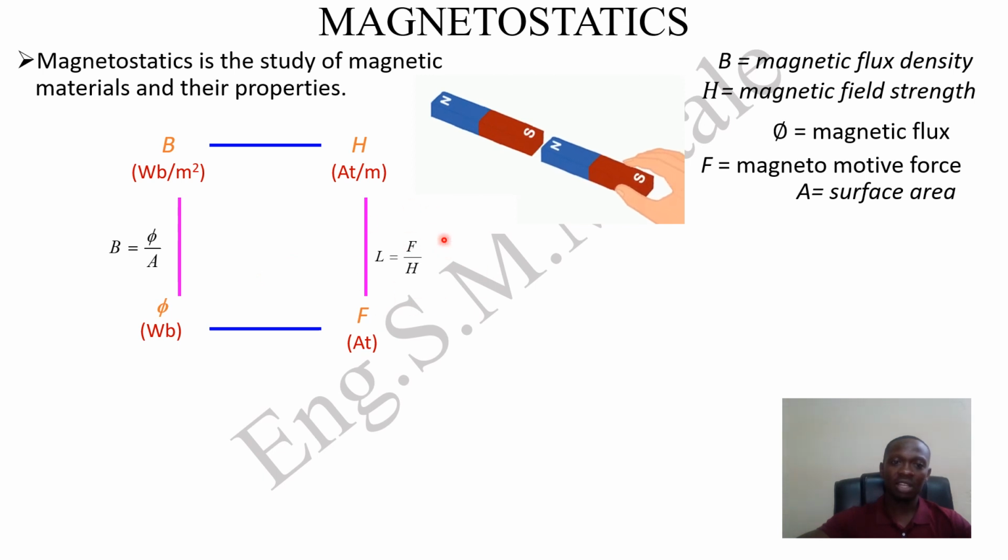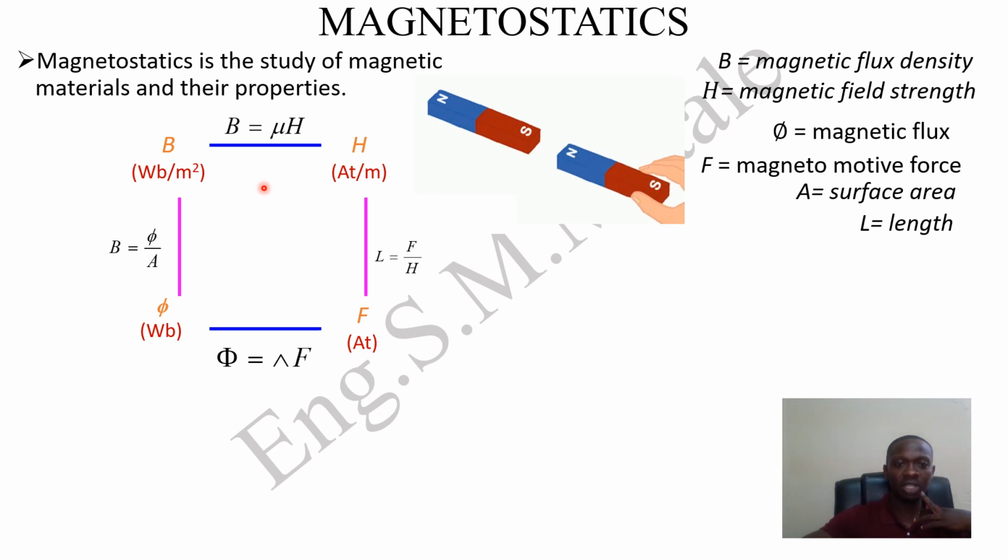The equation which is governing H and F involves the length. So H is basically F over length. So that is the governing equation there. Of course, L is the length. And we've got another governing equation. This one is governing B and H. The symbol mu is the permeability. So permeability times H will be B. And then phi and F are related by the one which we are calling the permeance.